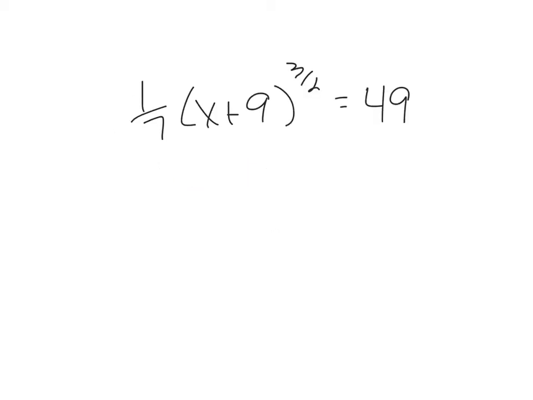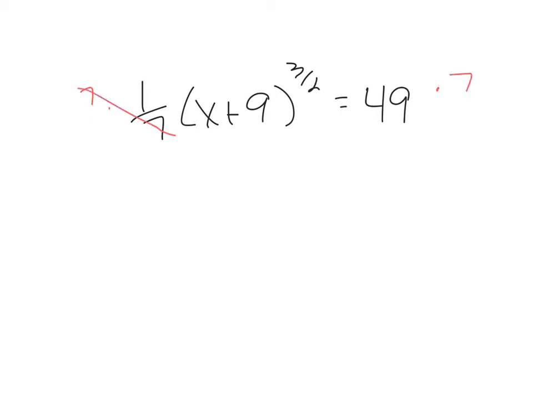Take good notes. All right, first one, 1/7 times x plus 9 to the 3/2 power equals 49. There's no radical symbol in there, but that's still a radical equation because you have a fraction exponent. Remember, fraction exponent, bottom is the root, top is the power. So what I'm gonna do first is isolate the fraction exponent. So I gotta get rid of that 1/7. To do that, I'm gonna multiply both sides by 7.